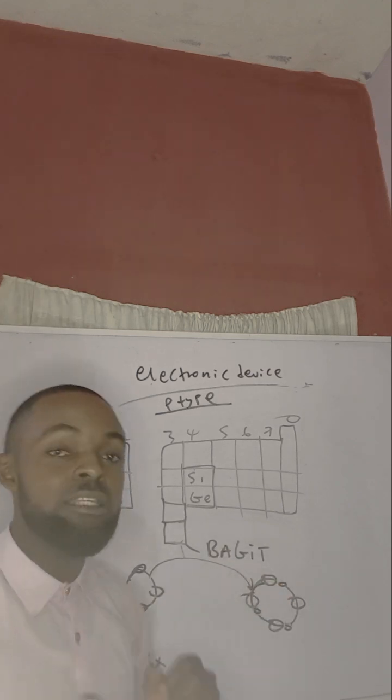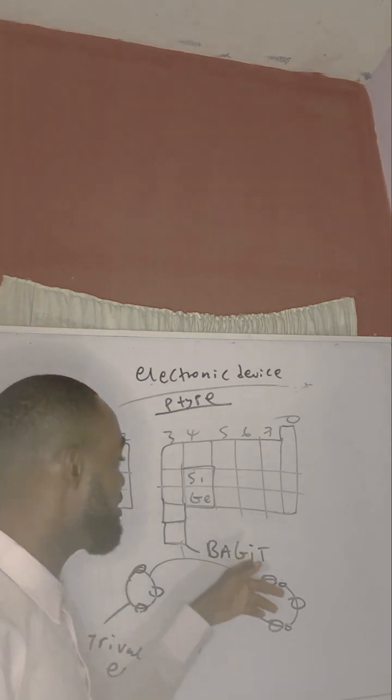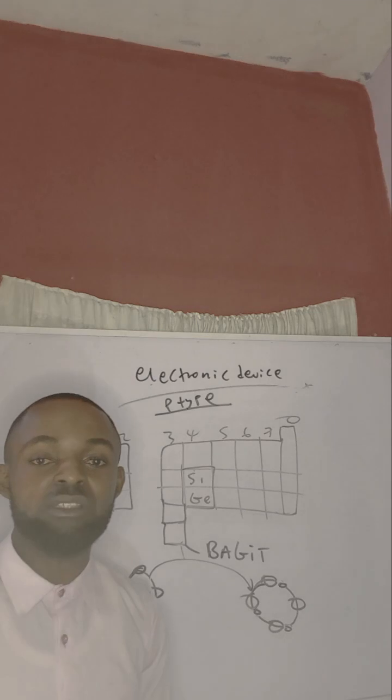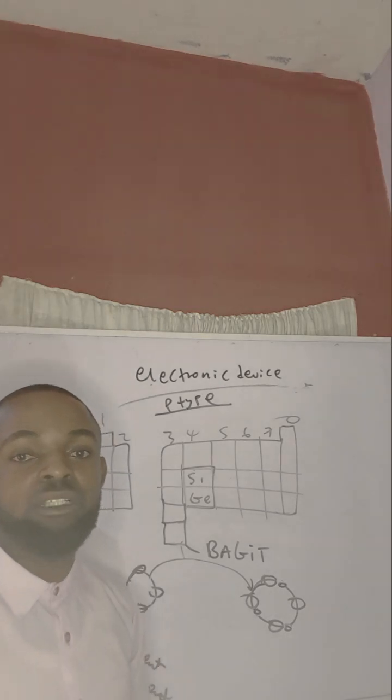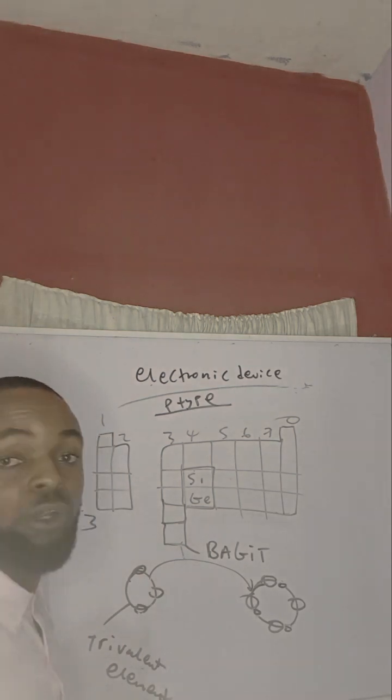P-type. If they add indium to a semiconductor, which type is formed? P-type. Then thallium to a semiconductor, which type is formed? The same thing. Are we there?